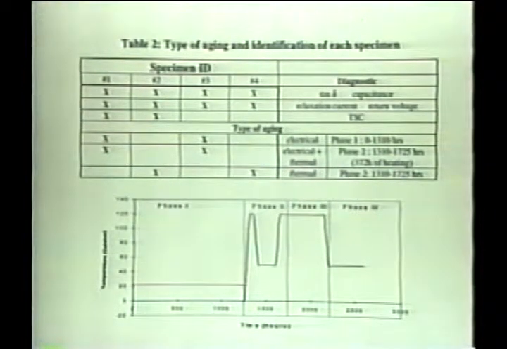During phase 2, specimen number 1 and 3 again were aged electrically, but now we turned up the temperature, so we would increase the temperature up to 120 degrees Celsius, reduce it again to 50 degrees Celsius, and back up to 120 degrees Celsius. During that time, there was both electrical and thermal aging of specimen number 1 and 3, and again, specimen number 2 and 4 during that time were only aged thermally, no electrical pulses.